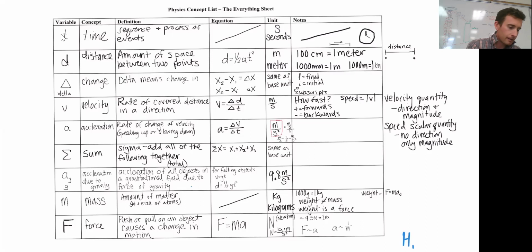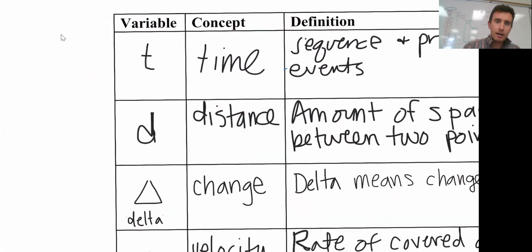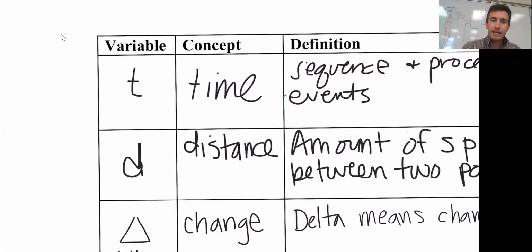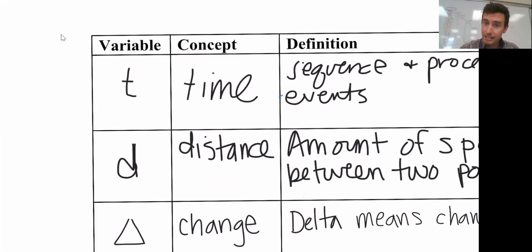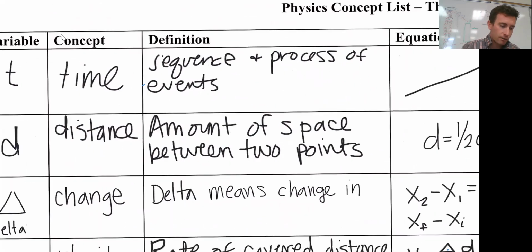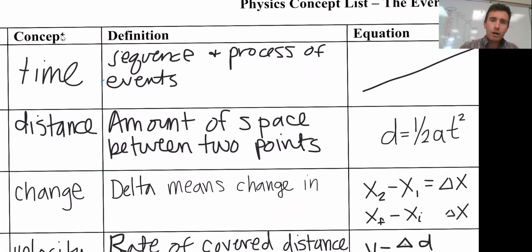So let's just go ahead and zoom in. Our concept at the beginning is time. Time is represented by variable t. We use lowercase t for time. And our definition for time is that it's the sequence or process of events. So how do things happen? When do they happen? You are probably familiar with the concept of time, although it's actually kind of a complex concept. It's a kind of a human created concept.